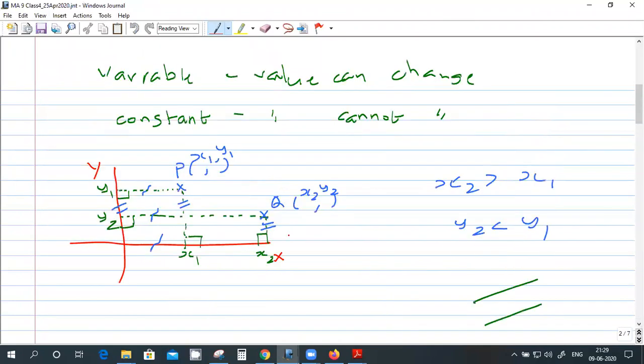What do you understand by variable? A variable is a term which tells that a value can change. Constant means the value is constant, it cannot change. So this is an xy plane, and any point in the plane will have a unique value of x and y.